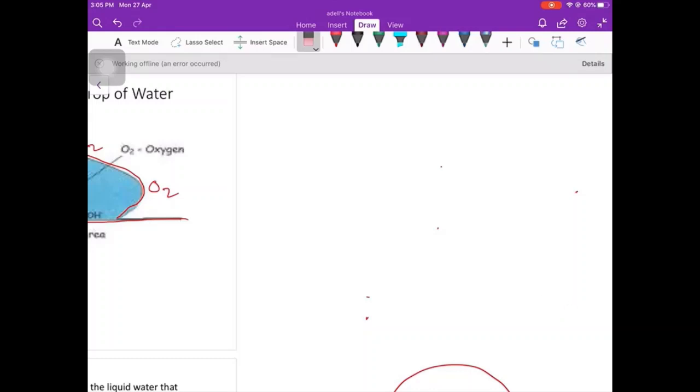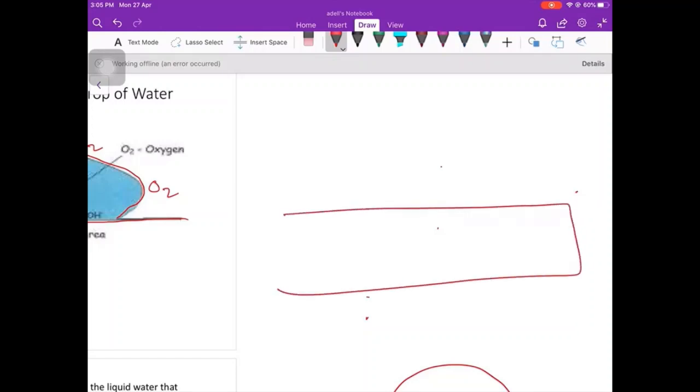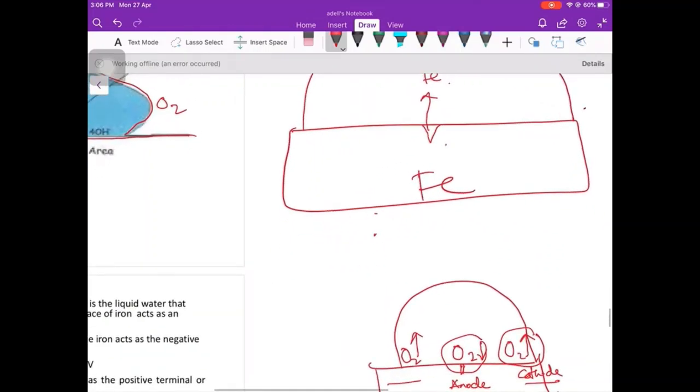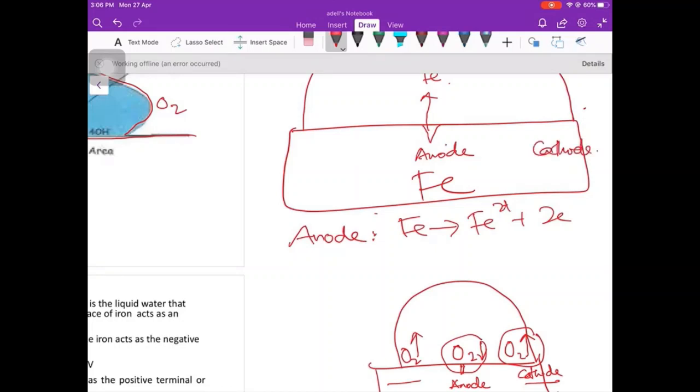Okay, the difference in dissolved oxygen will form a corrosion cell. So this is ferrum. At the middle will be the anode, so it will start to oxidize. This is water. For corrosion of iron at the anode, ferrum, the metal, will oxidize to ferrum 2 plus and release 2 electrons. This is the anode, this is the cathode.